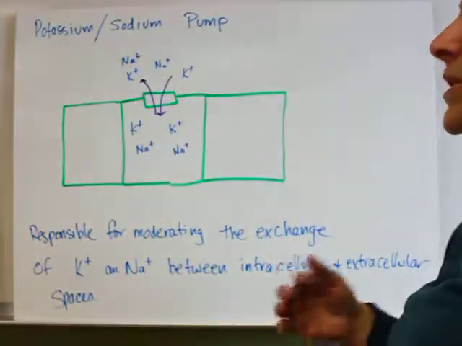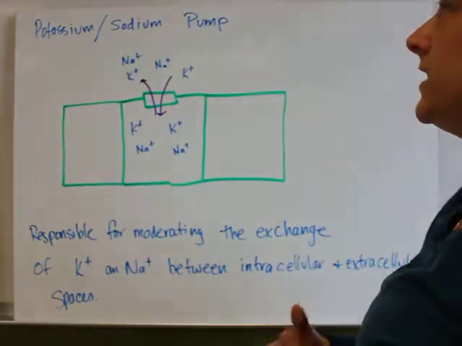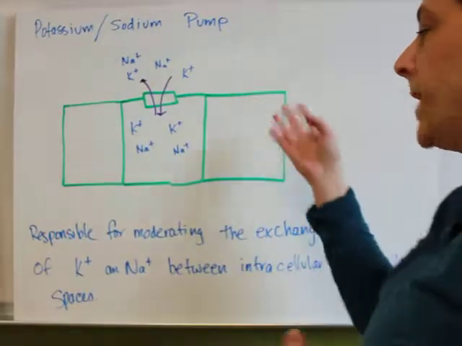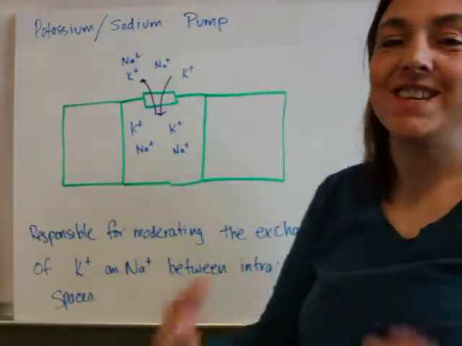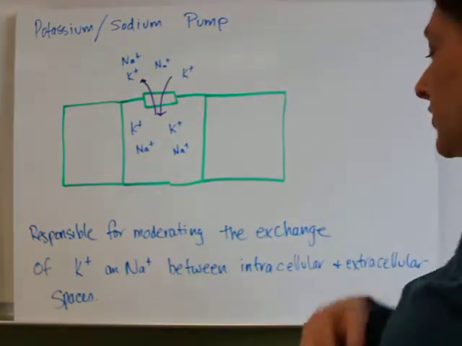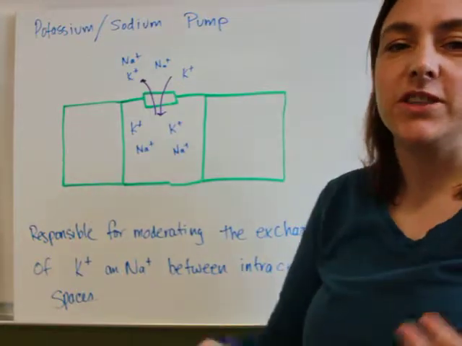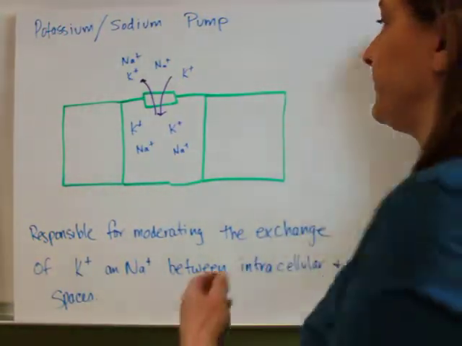So potassium and sodium, how these are moved through the body is using a potassium-sodium pump. And this regulates the exchange of the potassium and sodium through the intracellular as well as the extracellular spaces. So it's a little bit different than osmosis.